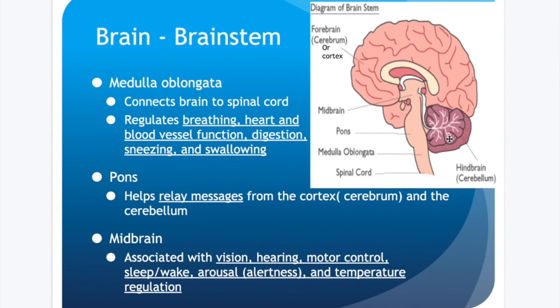So we have the medulla oblongata. Above that, we have the pons, and that's going to help to send messages from the cortex of the cerebrum to the cerebellum. So it allows for communication back and forth. And then the midbrain is just a little bit higher up. That's going to be associated with vision, hearing, motor control, sleep and wake cycles, alertness, as well as temperature regulation.